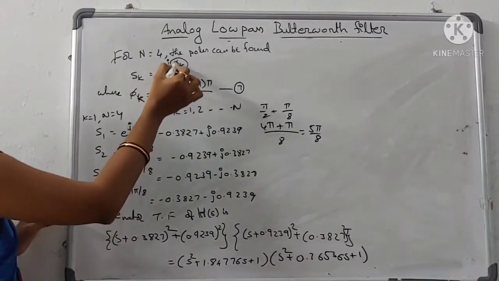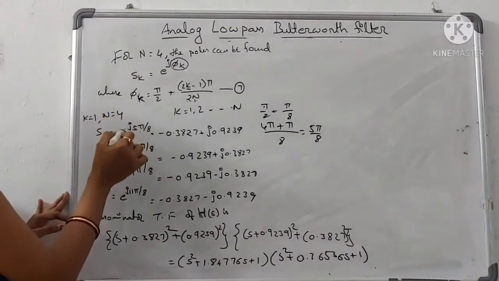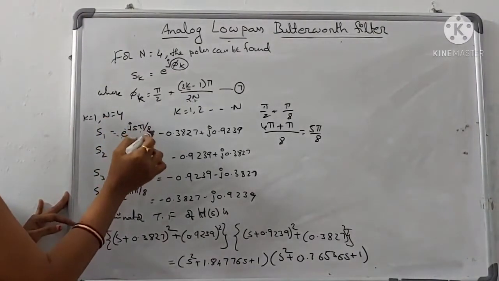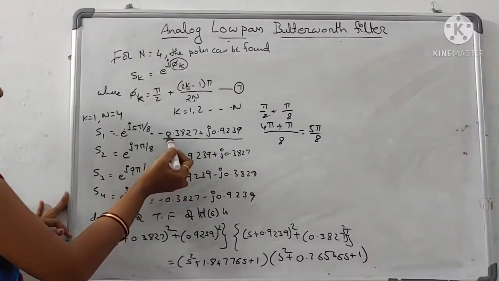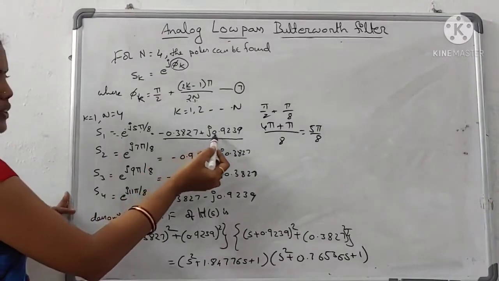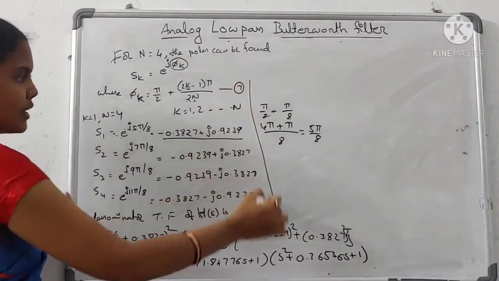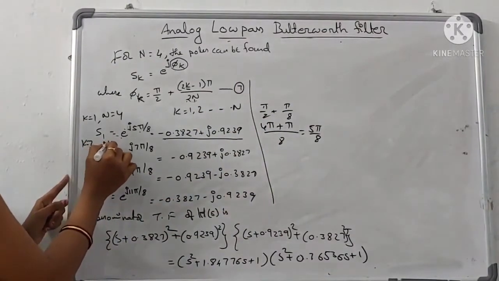Substitute here 5 pi by 8: e power j 5 pi by 8. Now how can we write this? cos 5 pi by 8 plus j sin 5 pi by 8. Here the values are minus 0.3827 plus j 0.9239. Okay, so in the same way for k is equal to 2, n is equal to 4.